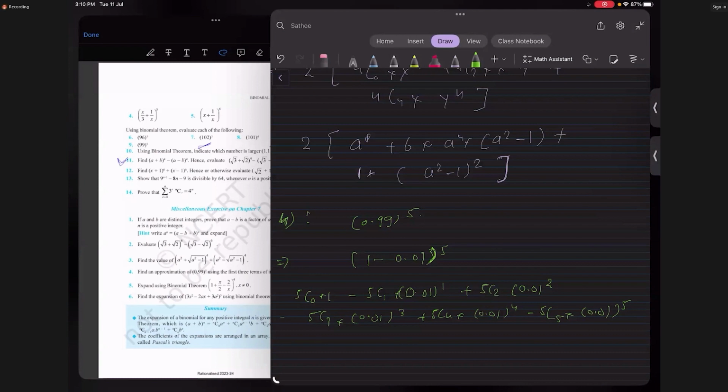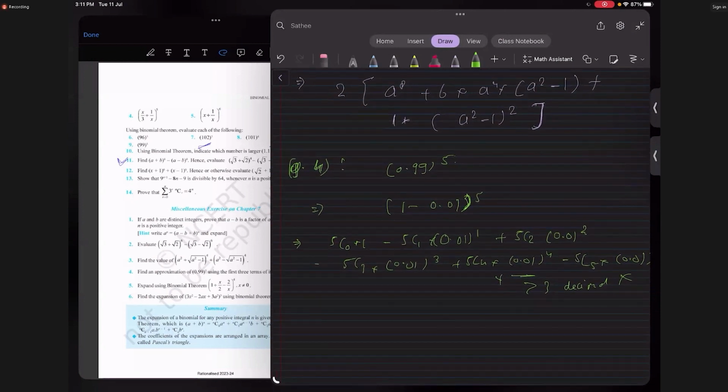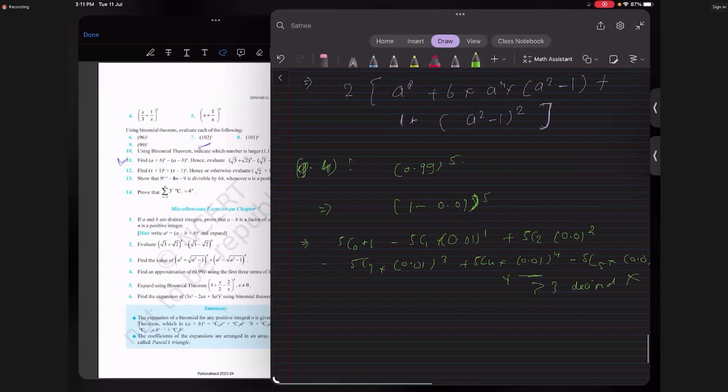But you have to find the value of terms till the first three terms. Here the terms would have decimals greater than 3, so you can ignore these two terms. In fact, even in this term, the decimal would be greater than 3, so you can just consider these three terms for the answer part. So the answer would be 1 minus 5 into 0.01 plus 10 into 0.01 whole square. So the final answer would be 0.951.